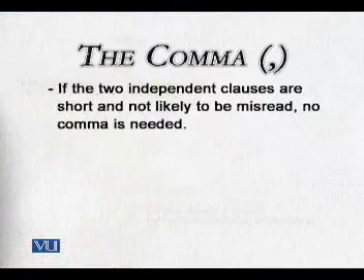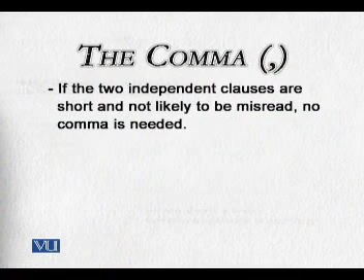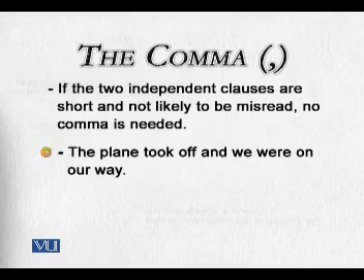Now, one more important thing. Sometimes we do not use a comma in a compound sentence, when it's not likely that your sentence will be misread. If that fear is not there, then you can omit the comma and the sentence will be read with no confusion. For example, the plane took off and we were on our way. Now, in this sentence, of course, we're using and as a coordinating conjunction.